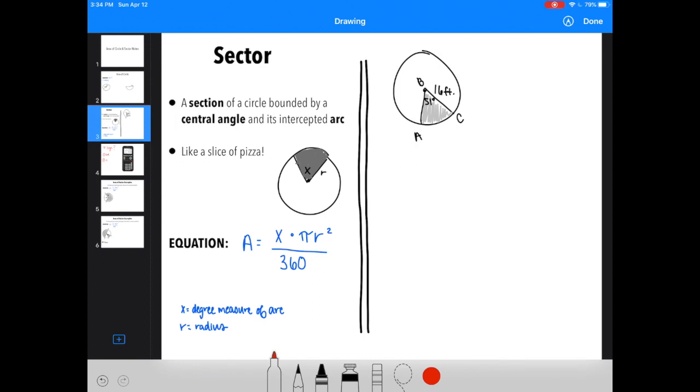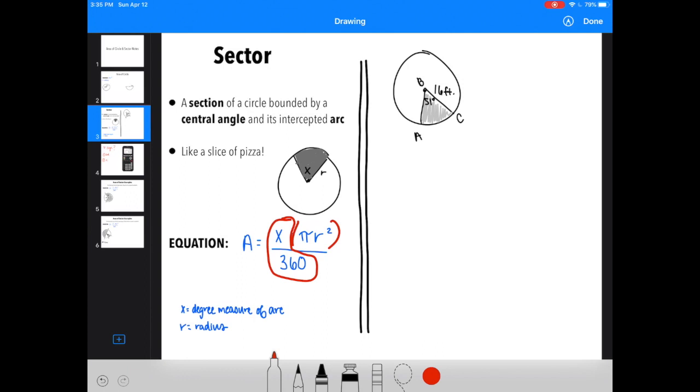So if I'm wanting to find the area of a particular section or a sector, I am going to use this following formula. So I will have area equals x, x being that central angle value, multiplied by pi r squared. So this is my area formula for a circle. And then I'm going to divide it by 360. So if you think about it, this is kind of like a fraction. It's showing you the fraction of the circle that it's taking up multiplied by your area formula.